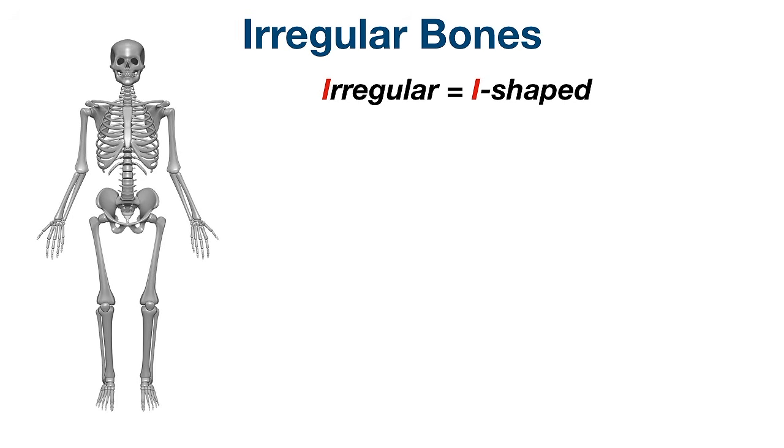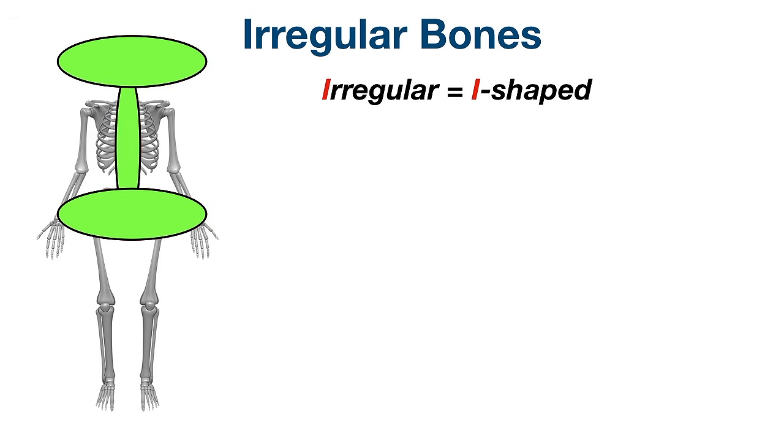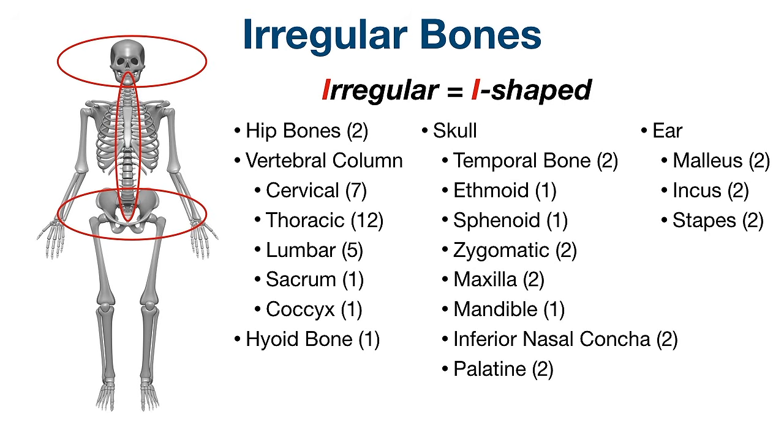Let's take a closer look at which bones are considered irregular bones. They're mainly found in the hips, spine, parts of the skull, and ears. Remember, collectively they form the shape of an eye, which can help you remember the overall location of the irregular bones. The irregular bones include the hip bones, vertebrae, and hyoid bone, which is in the neck.